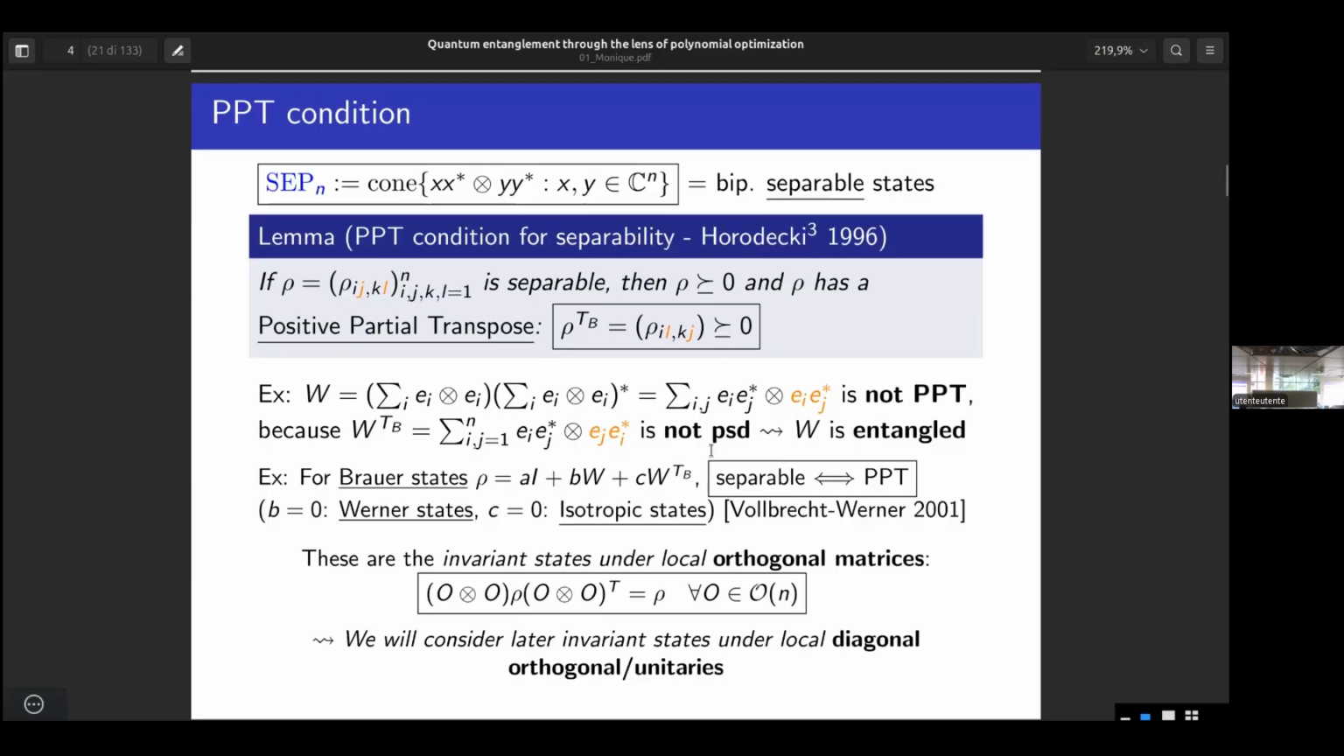And later we are going to look at the similar invariance property, but instead of having invariance under orthogonal, we are going to have invariance under diagonal orthogonal, and also replacing orthogonal by unitaries. So replacing orthogonal by unitaries brings you to the Werner states and isotropic states, and we will see what happens when you allow a smaller group of symmetries, and we get a much richer class of states.